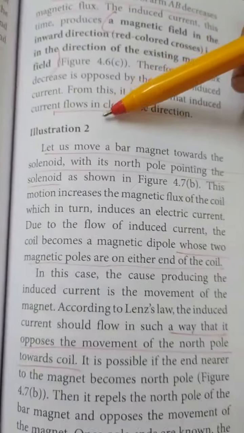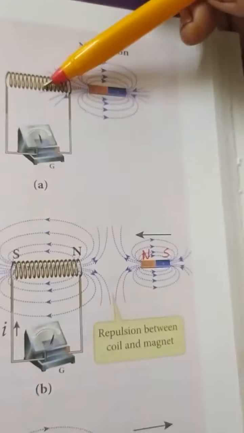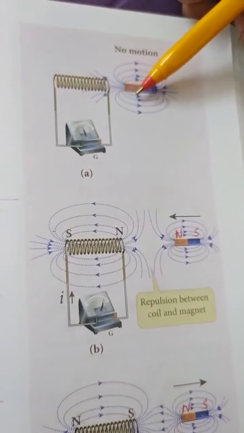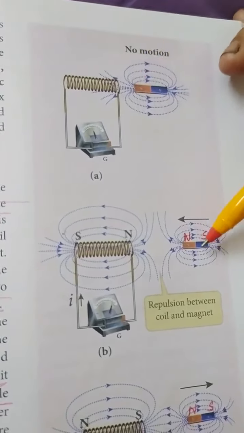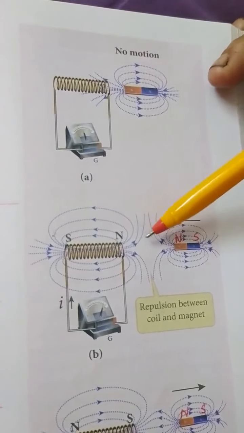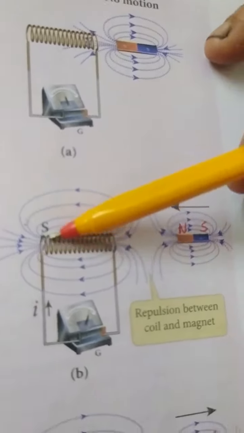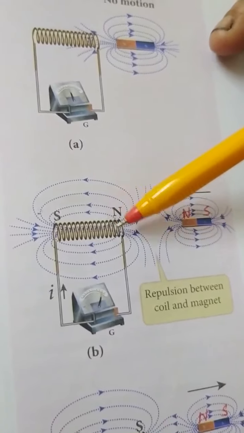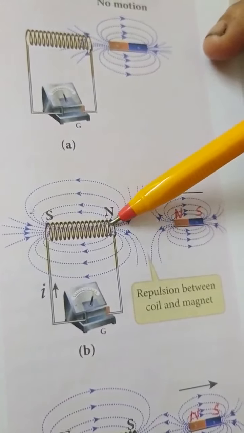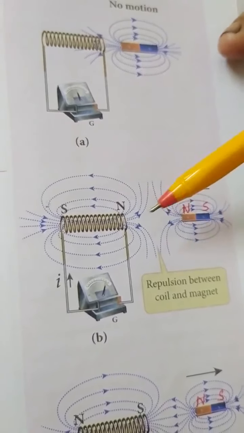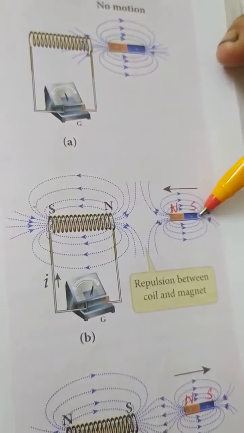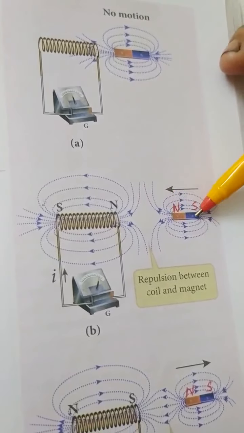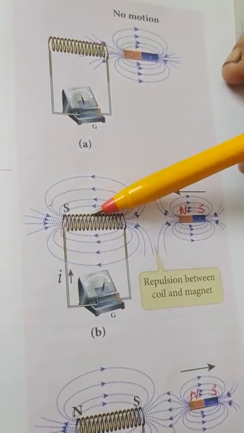And next, illustration 2. Here this is the coil and the magnet is moved in this direction, and when it is brought close to the coil, suppose the north pole is brought here, this face will become a north pole, so that the north pole and north pole repel each other, and this will oppose the motion of the magnet, that is some external force must be applied to move the magnet inside the coil.